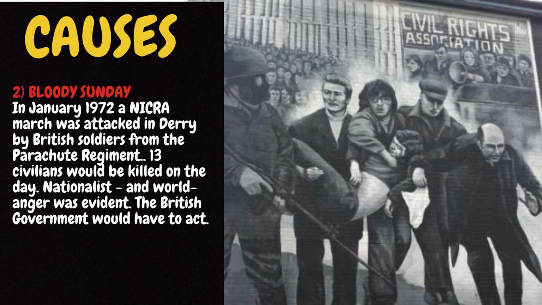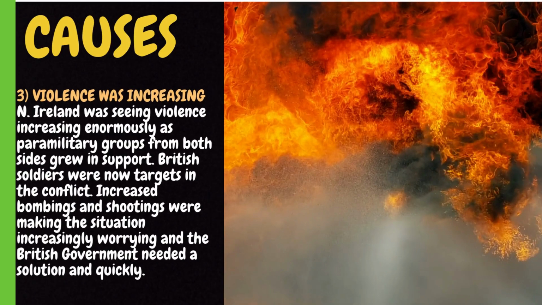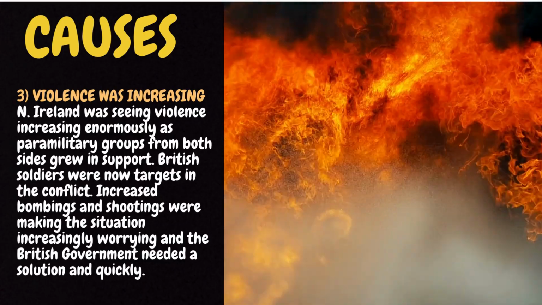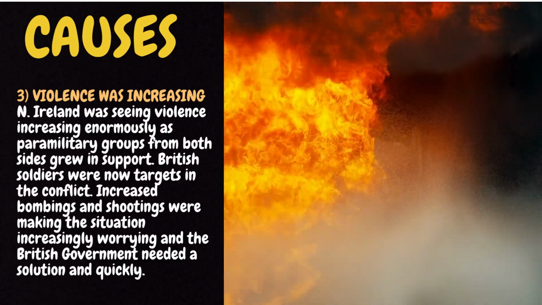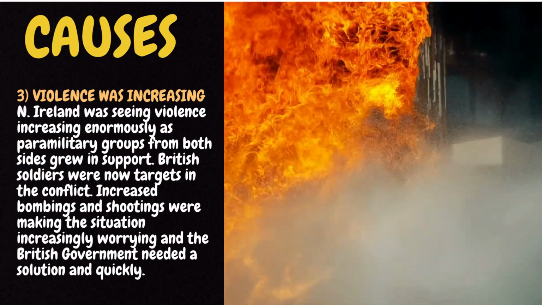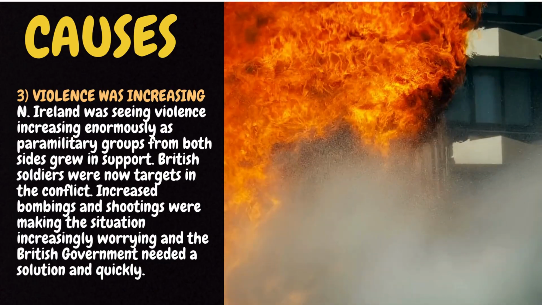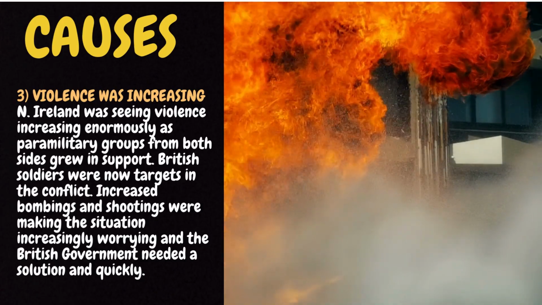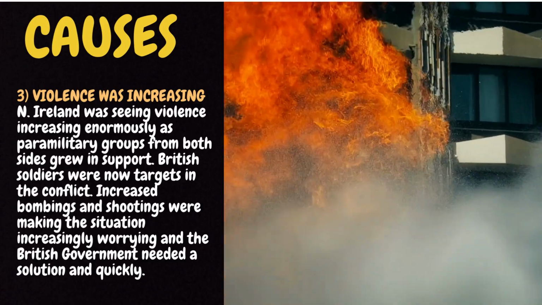The third cause of direct rule was the increasing violence. Northern Ireland was becoming much more violent, and this was increasing enormously due to paramilitary groups on both sides. British soldiers were now targets in the conflict, and there was increased bombings and shootings. The British government knew there needed to be a solution.